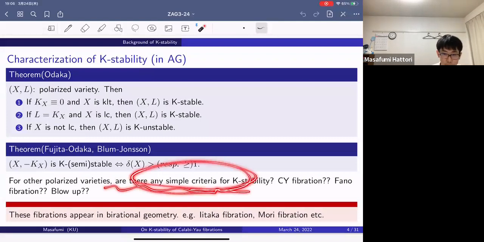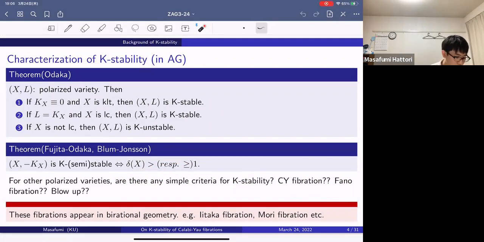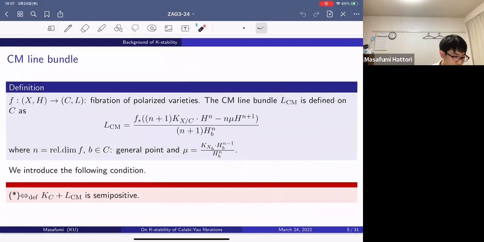This is an open problem for trivial fibrations, Fano fibrations, and blow-ups of K-stable varieties. And these fibrations appear in birational geometry naturally, for example, the Iitaka fibration and Mori fibration. But cscK problems of fibrations are studied in Kähler geometry, and to state their results, we need the following notions: the CM line bundle introduced by Paul and Tian. So let f be a fibration of polarized varieties. The CM line bundle L_CM is defined on C as the following Q-line bundle, where n equals the relative dimension of f, b is the general point of C, and μ is the slope.